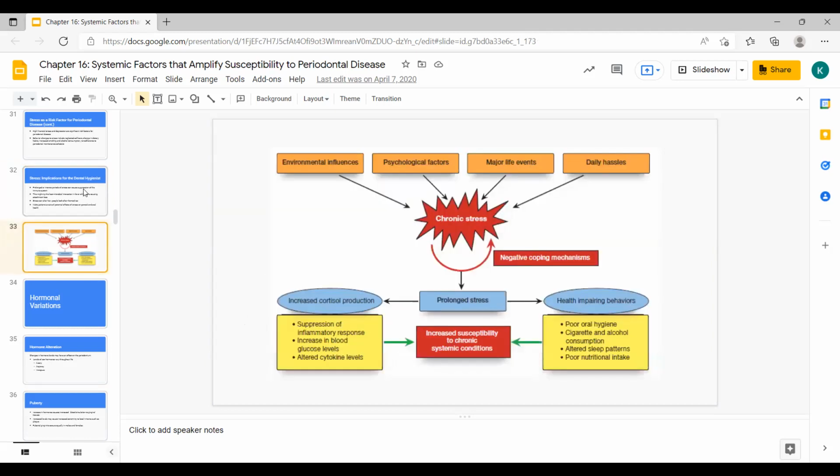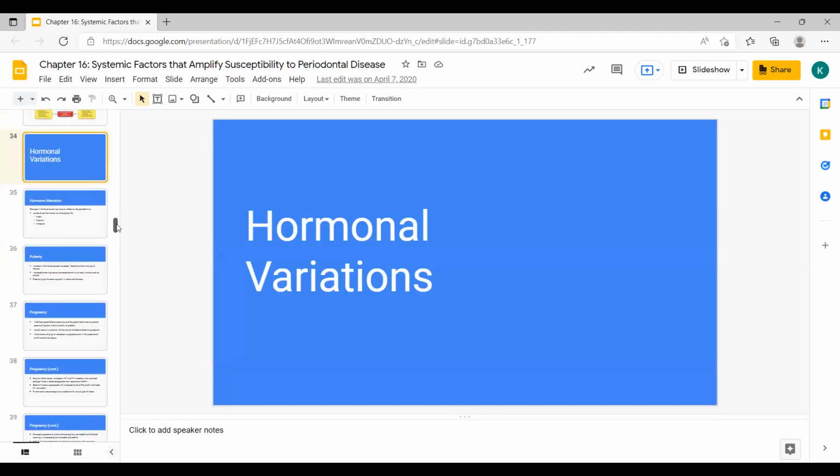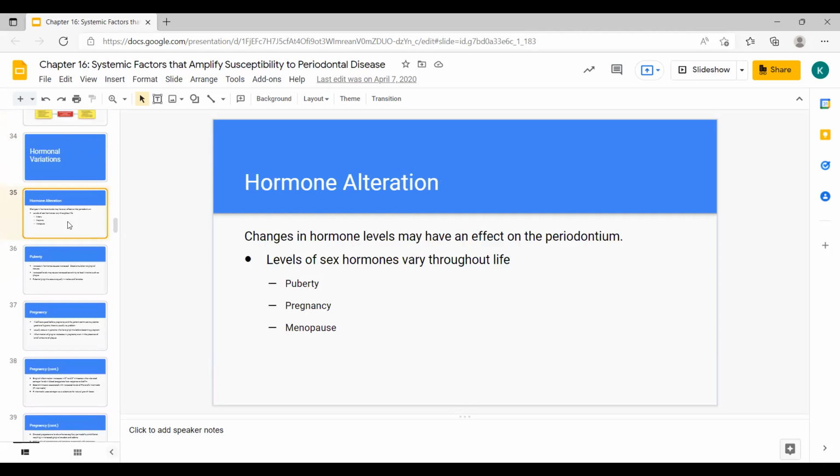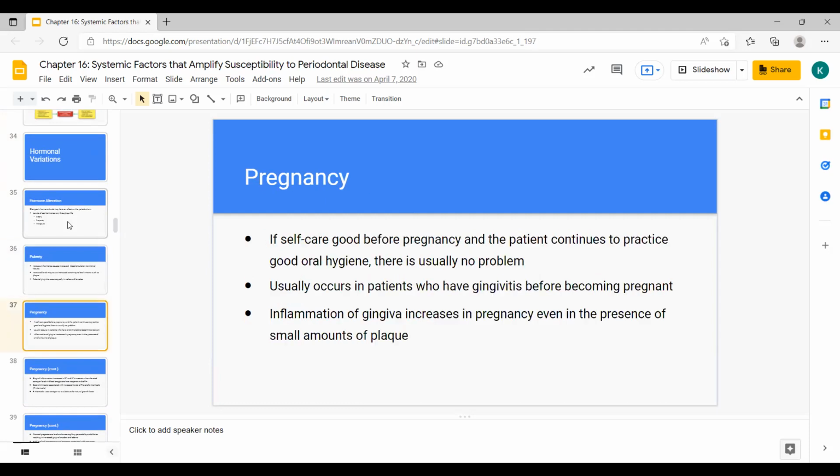So this is just showing that hormonal variations. I'm going to kind of click through these because we've been through these a lot. Okay, levels of sex hormones, puberty, pregnancy, menopause. It causes increased blood circulation to gingival tissues. Increased levels may cause increased sensitivity to plaque. Puberty gingivitis occurs equally in males and females.